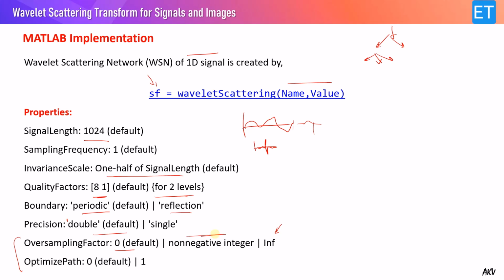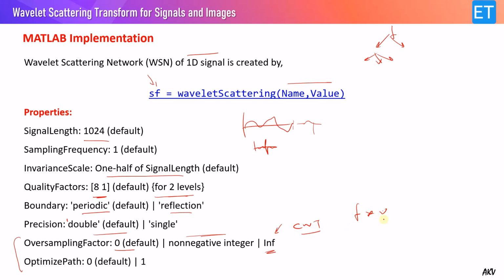So what you do with this oversampling factor is, by defining this, you are controlling the amount of the data generated, or the coefficients generated, in the scattering transform. If you write infinity, it means all possible coefficients will be generated and they are undecimated. It means no downsampling is done. So this is exactly similar to continuous wavelet transform.